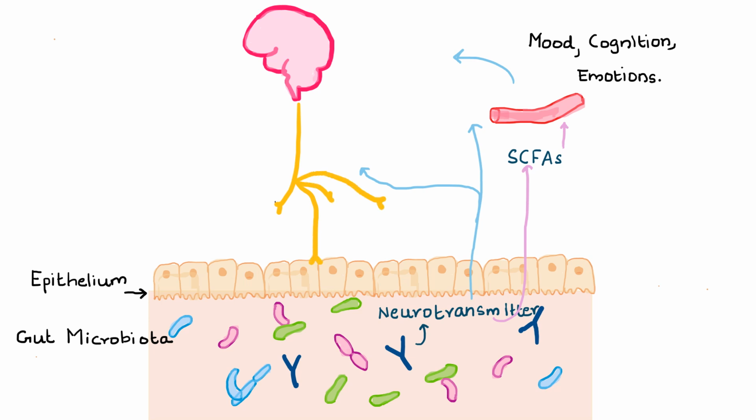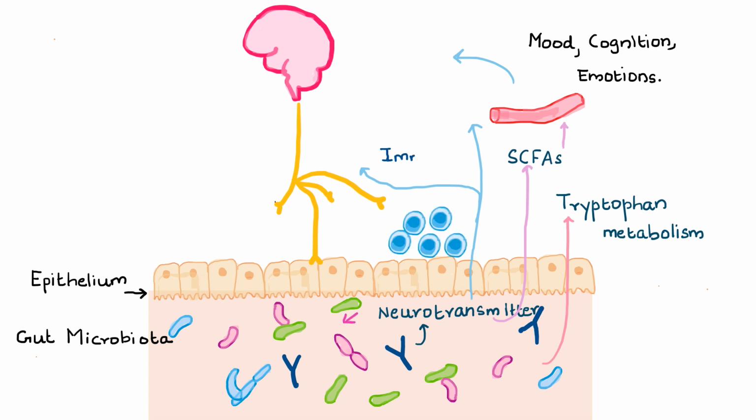And also the gut microbiota is involved in the metabolism of tryptophan, and thus it can produce metabolites like serotonin and kynurenine, which again can go into the circulation. Now we know that there are immune cells that are closely associated with the intestinal epithelium. These immune cells are also affected by the gut microbiota and can produce cytokines, which again are released into the circulation and thus affect the immune system of the body.